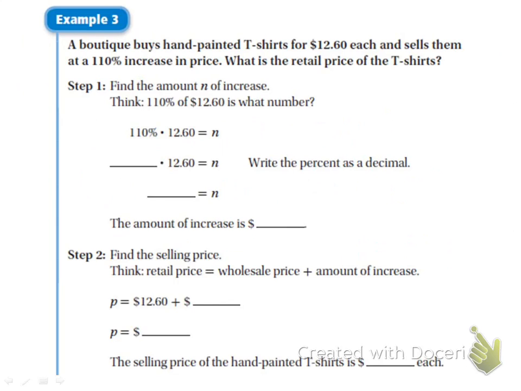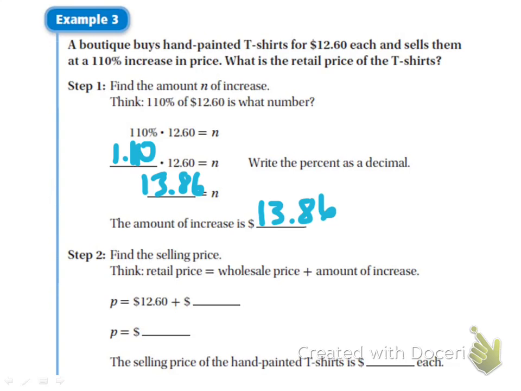Boutique buys hand-painted t-shirts for $12.60 each and sells them at a 110% increase in price. What is the retail price of the t-shirts? So we need to find this by multiplying. So 110% as a decimal is 1.1. And then when we multiply that times 12.60, we get 13.86. So the amount of increase is $13.86. Find their selling price.